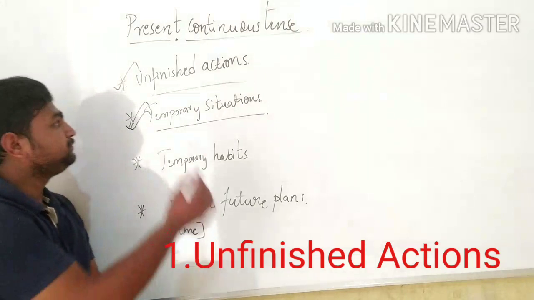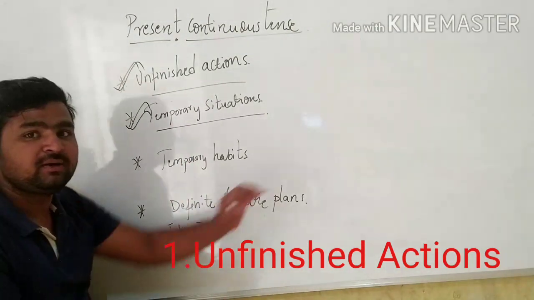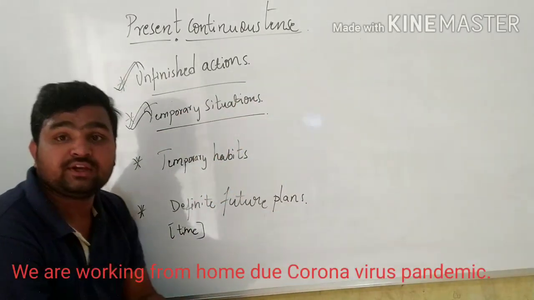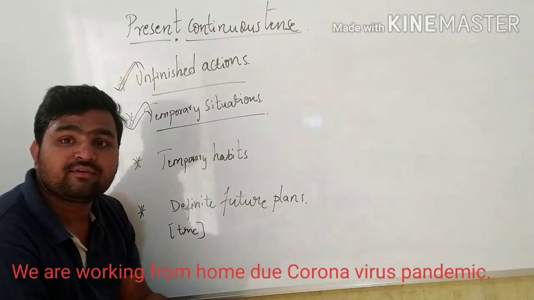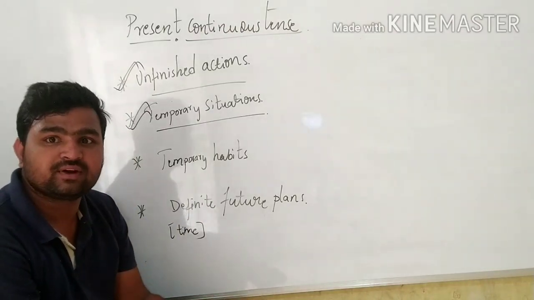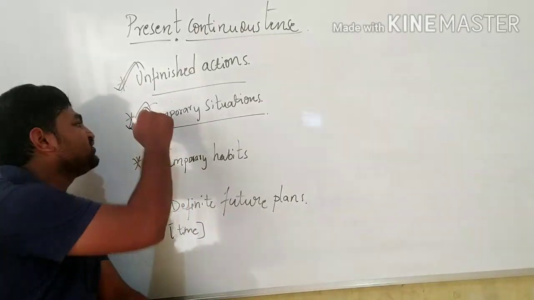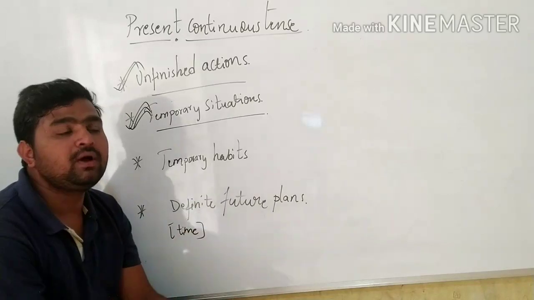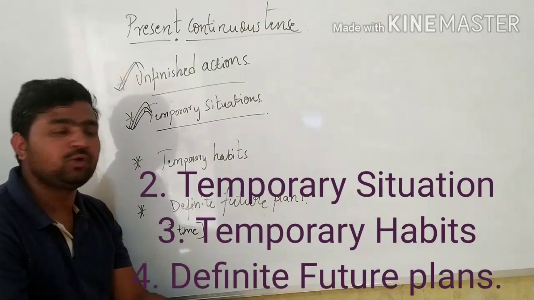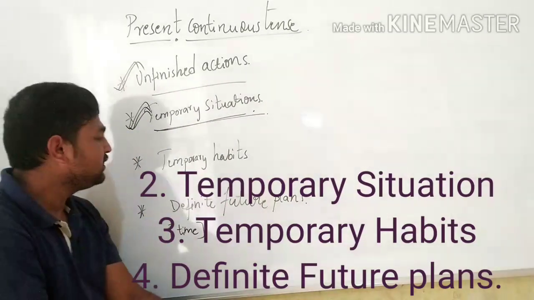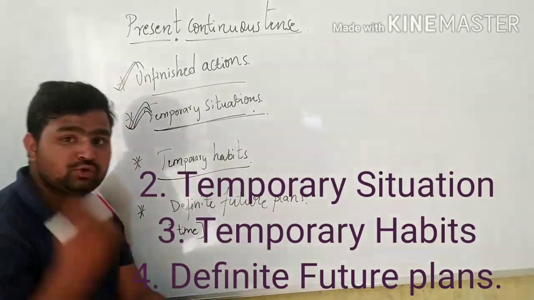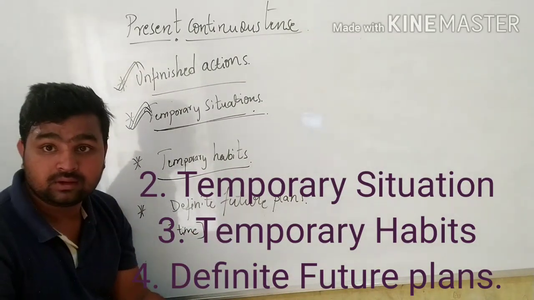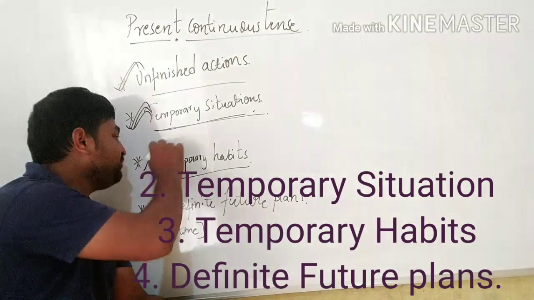So the first one is unfinished actions, not completed actions. To show unfinished actions, we use present continuous tense. For example, we are working from home due to coronavirus. Still we are working, not completed, right? Then temporary actions. You say, at present I am ill, so I am staying in the home. That is a temporary situation, right? Then temporary habits. Yes, to gain strength, every day I am drinking a liter of milk, right? That is also a temporary habit.